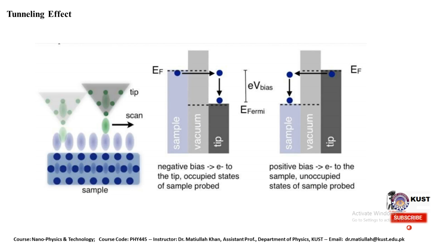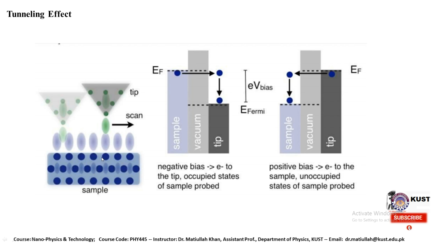Here the tunneling effect is explained in more detail. Here this is the sample, the image of the sample, and this is the tip of the scanning tunneling microscope. Keep in mind the tip of the scanning tunneling microscope is nearly the same as in AFM, atomic force microscopy, but in this case there is no contact mode. There is no contact mode, and the electron from the sample may go to the tip, or the electron from the tip may tunnel to the sample.